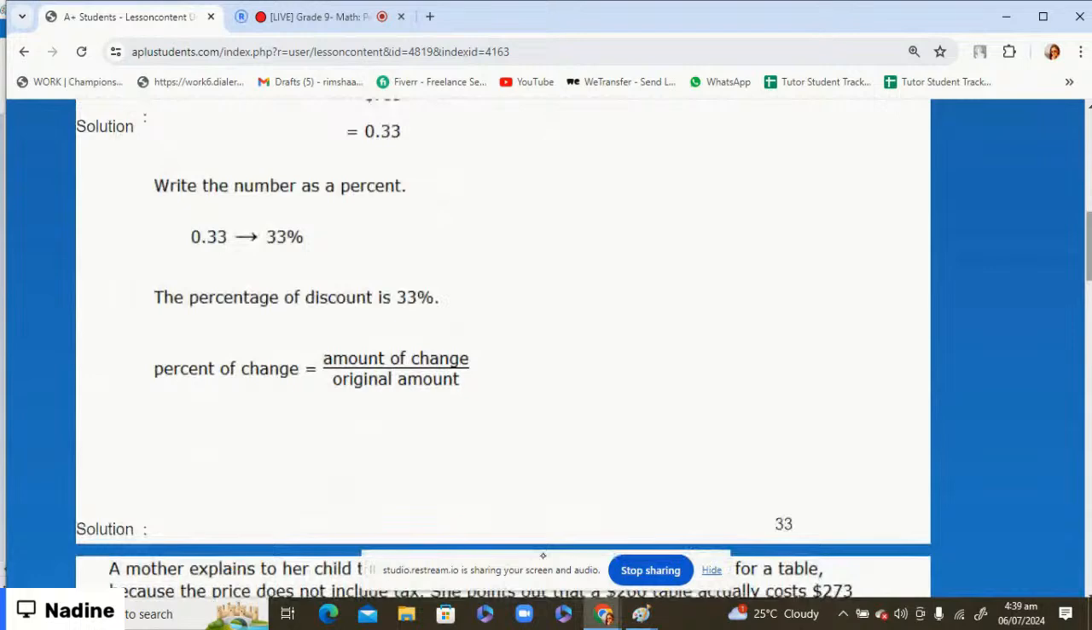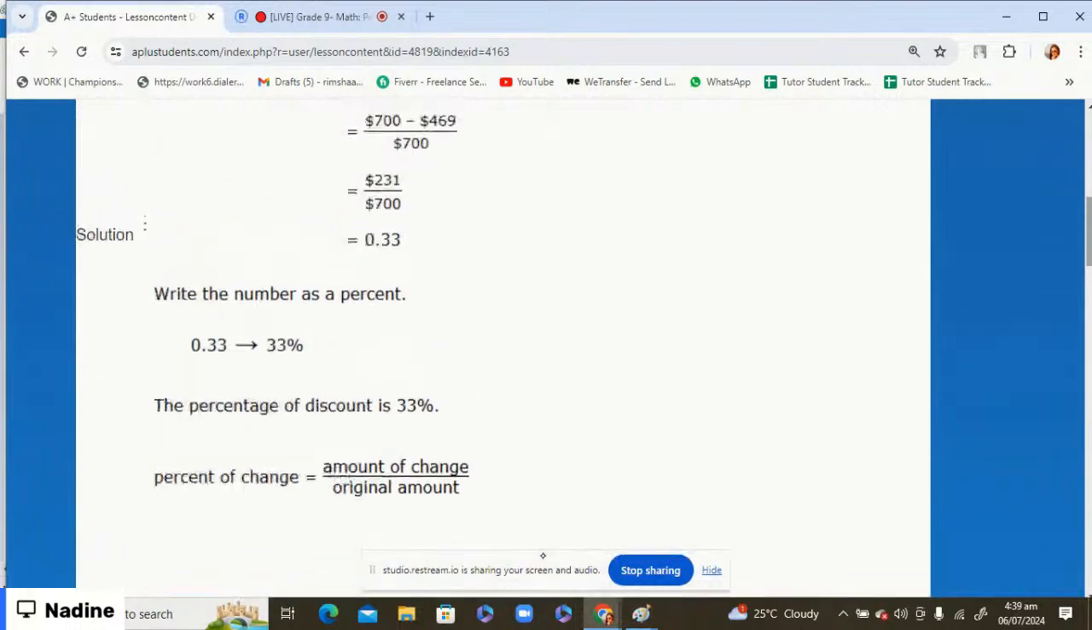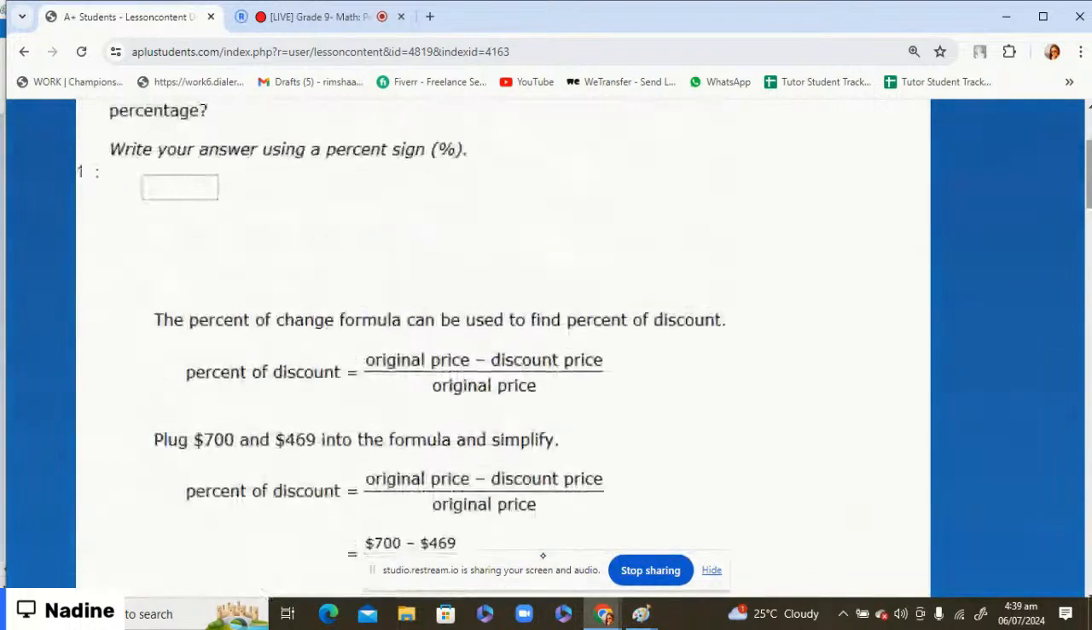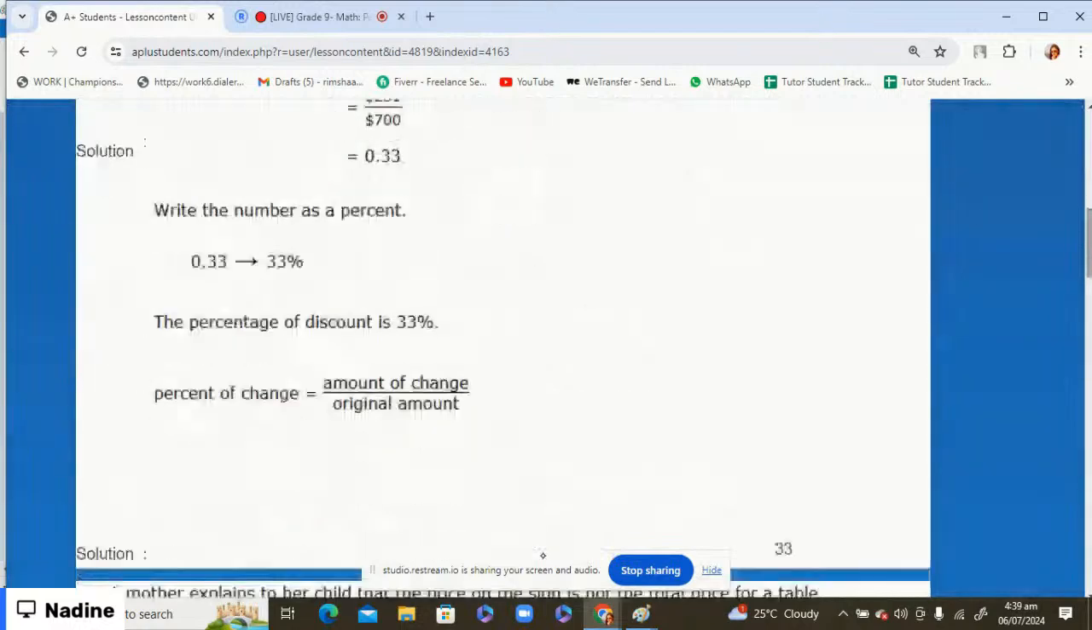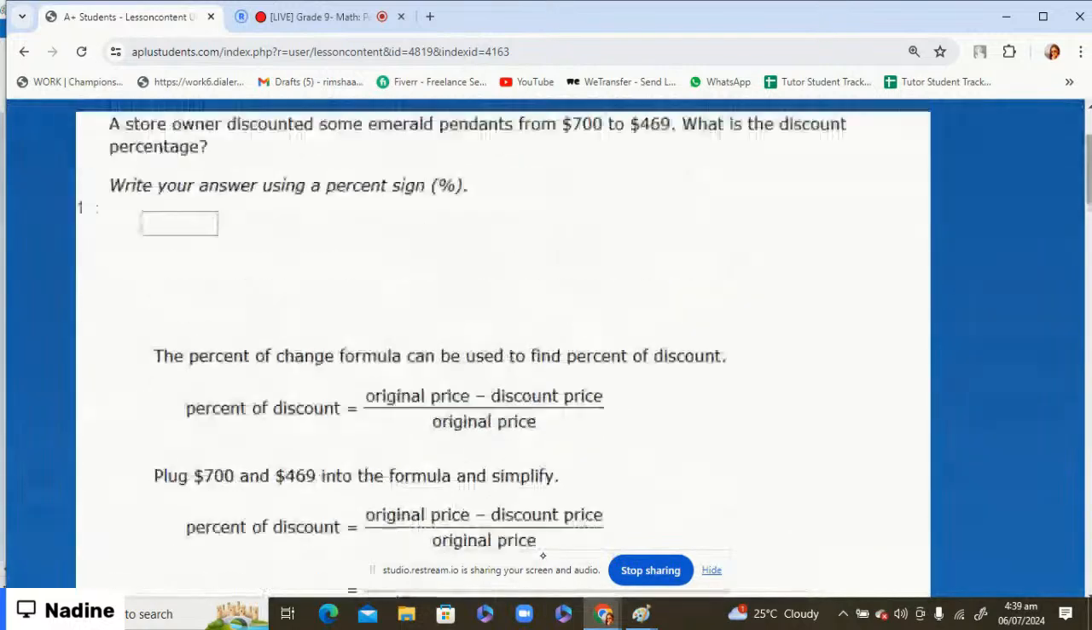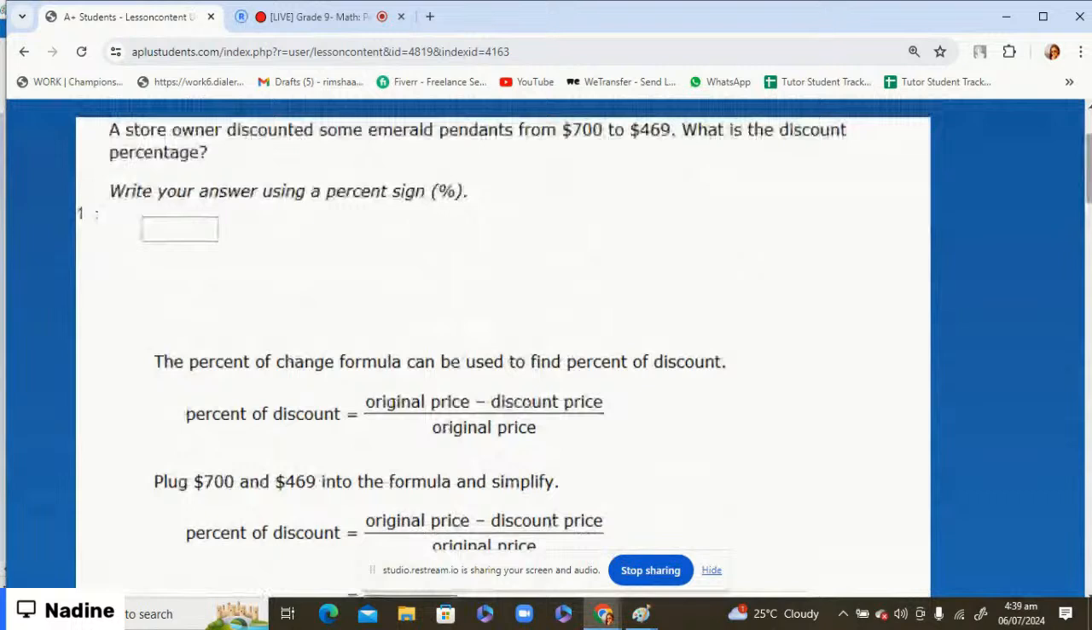Okay, so what is the percent of change? Amount of change over total amount. This is the other one. And what is percent of discount? For percent of discount, we are given the original price, you subtract the discount price and divide over the original amount.